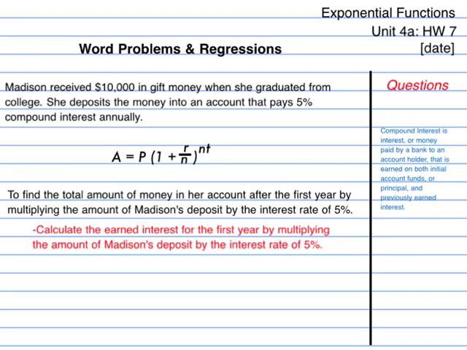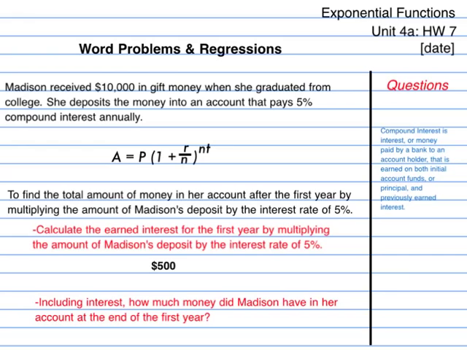And so calculating that, we know she's going to earn $500 in interest for the first year. Now, if we take the interest and we add it to how much money she has, which is $10,000, how much money will she have total at the end of the first year? And that would be $10,500. Go ahead and take a moment, pause, copy before continuing on.